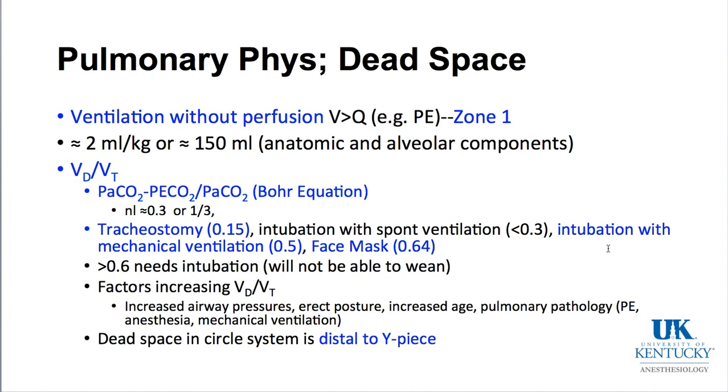Factors increasing this VD over VT: as you age, it increases. Increased airway pressures because of zone 1 of the lung, and mechanical ventilation are examples. Dead space in the circle system itself, however, is only distal to the Y piece, assuming you have functioning inspiratory and expiratory valves. So taking the corrugated tubing of a circle system and extending it, or even putting 2 of them together to accommodate a patient that's farther from the machine, does not increase dead space. If you put a Humidivent, though, in the position that we normally put it, you can increase dead space.